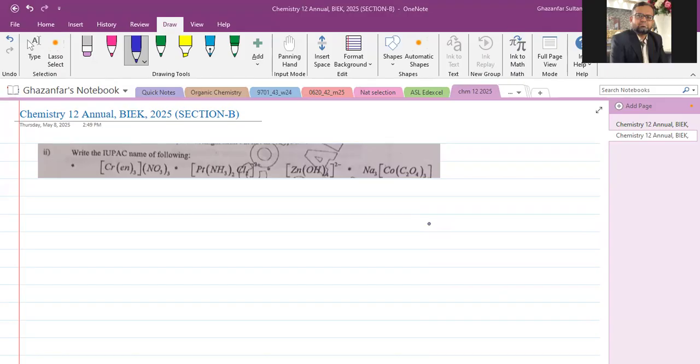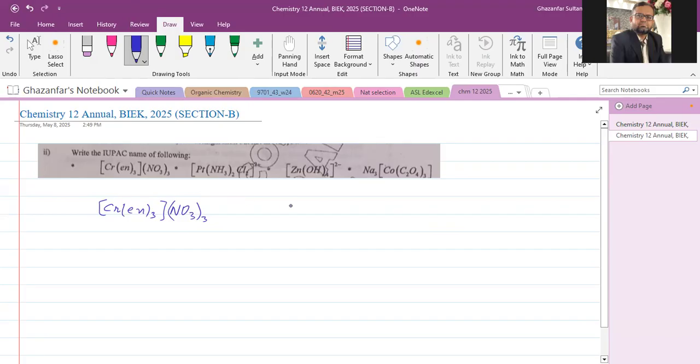This is question number 2 from section B. This is related to the I.U.P.A.C naming of transition complexes. So there are 4 complexes given here. The first one is chromium, En is ethylene diamine, and NO3 thrice, sorry.